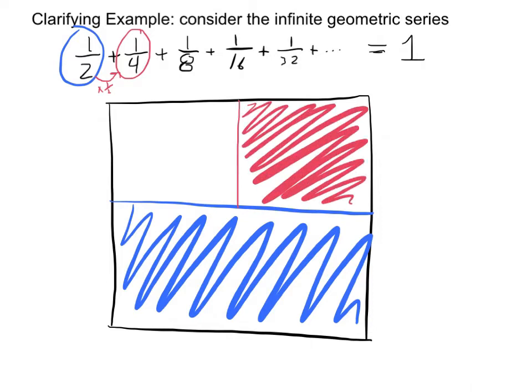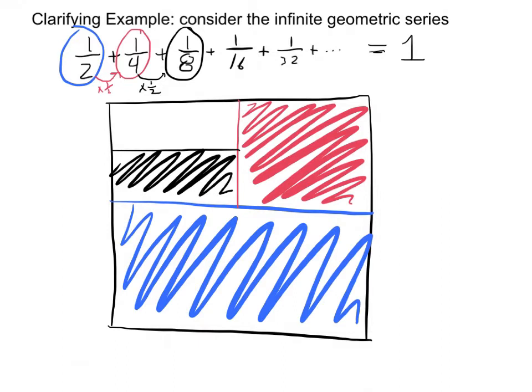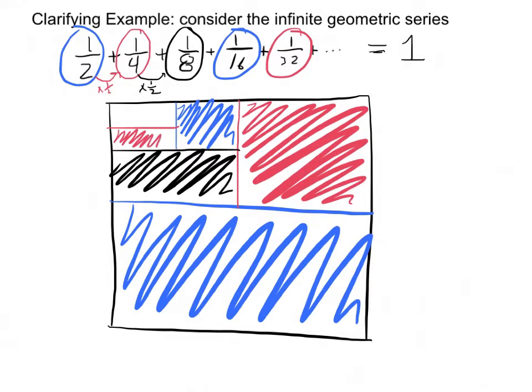Then after that, I decide I'm going to shade in 1/8 of the box. Well, that again is 1/2 of the 1/4 that's left. So I'll shade in 1/8 of the box. Then if I shade in 1/16 of the box, it's half of what's left. If I shade in 1/32, it's half of what's left. The idea is if I continue this process infinitely, I will never break out of this box. In fact, all that's going to happen is I'm just going to keep filling in this box.